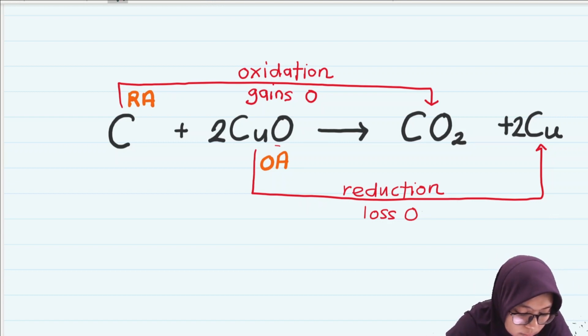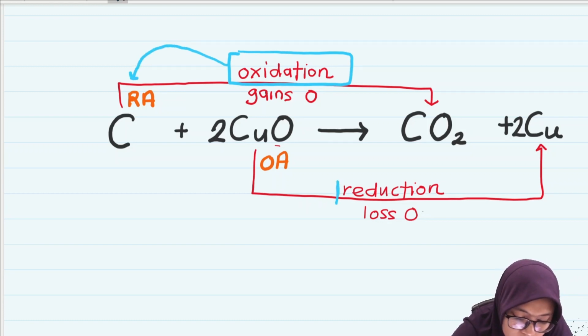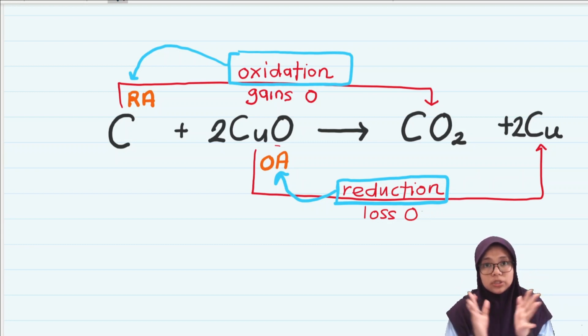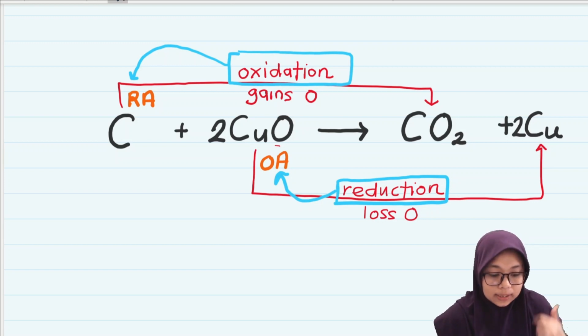So if you see here, the substance that undergoes oxidation is a reducing agent. The substance that undergoes reduction is the oxidizing agent. So dia terbalik. Kalau dia undergo oxidation, maksudnya dia adalah reducing agent. Kalau dia undergo reduction, dia adalah oxidizing agent. So this reaction is a redox reaction. That is the definition in terms of loss and gain of oxygen.